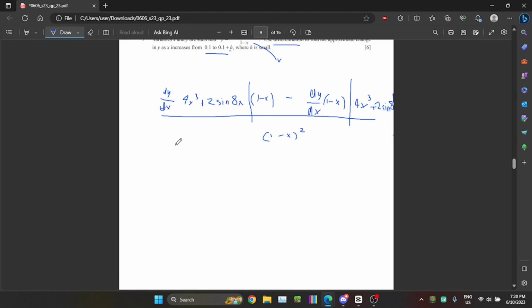Okay, let's start with this side. 4x^3 gives 12x^2, we know how to do this. Now for 2 sine 8x: when you differentiate sine, it gives cos, so this is 2 cos 8x. But then you have to multiply by the derivative of whatever is in there, which makes 8. Wow, that is complicated. Then let's differentiate the second part, 1 minus x. It's just -1, then you multiply it with the regular number here.